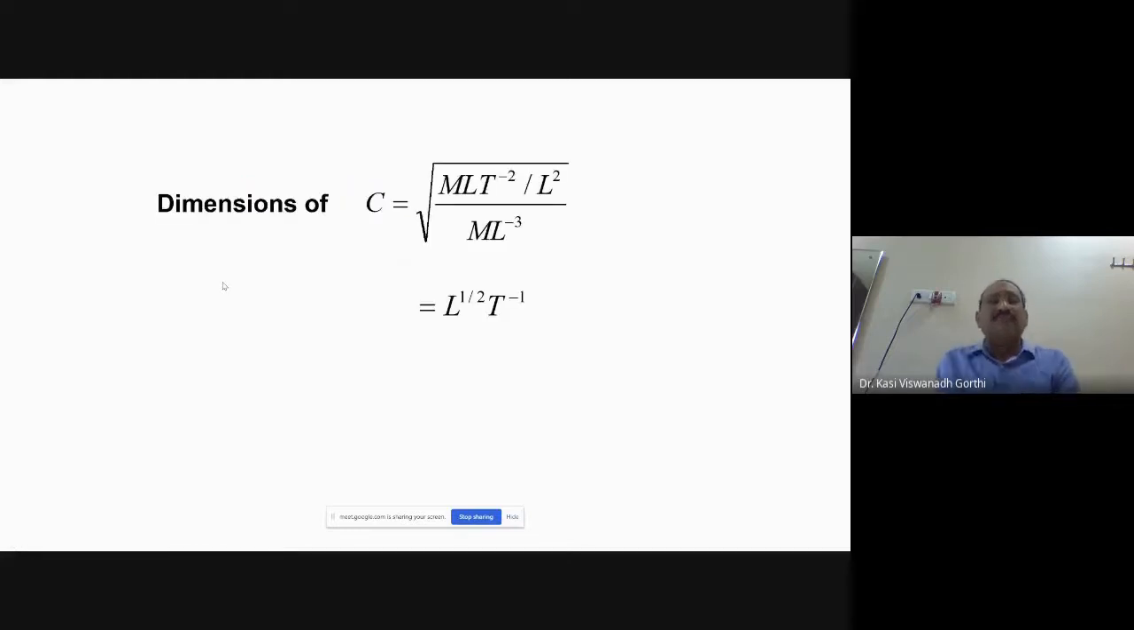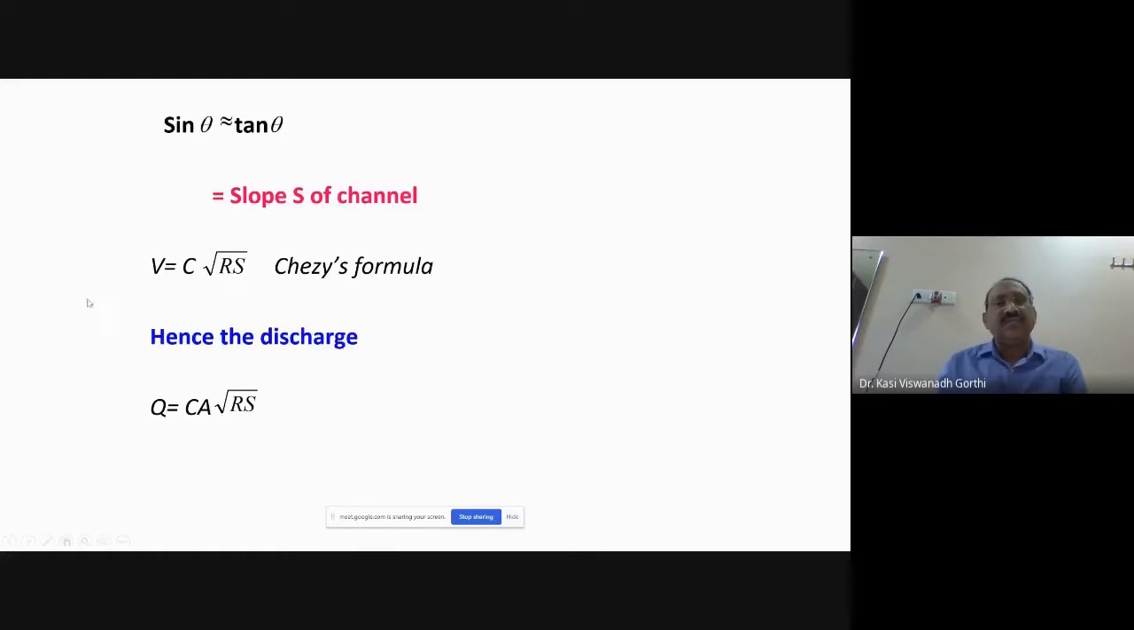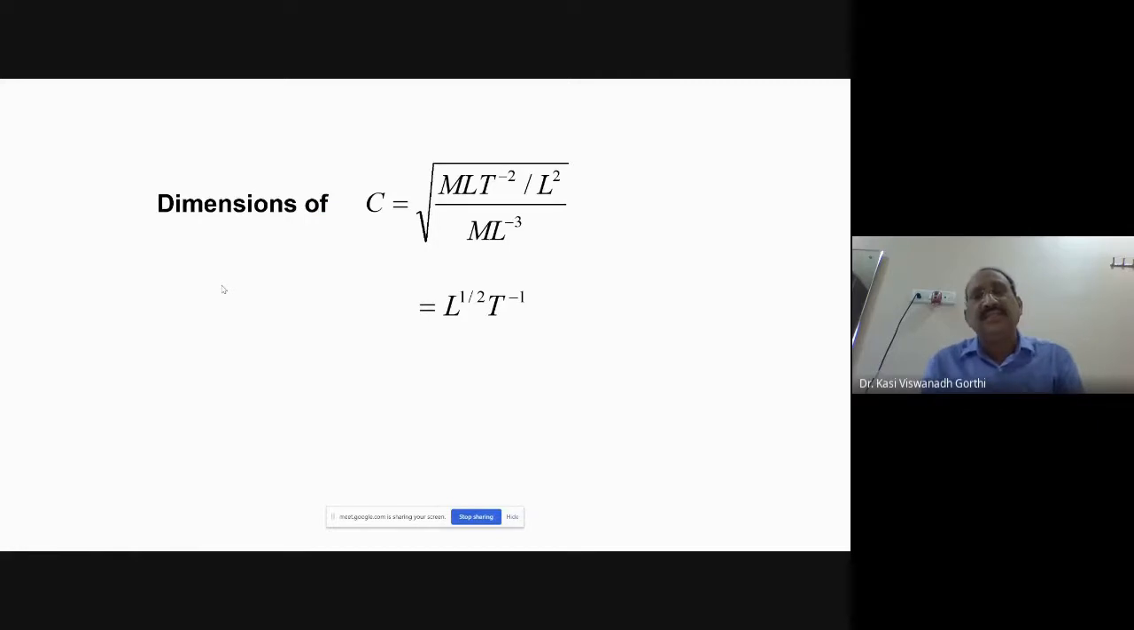What is the dimensional formula of this Chezy's coefficient C? C is equal to V by square root of RS. If you substitute the dimensions for it in the MLT system, you will be getting L to the power half T to the power minus 1, which indicates that the Chezy's coefficient C is a dimensional parameter. That means it will have certain units for it.